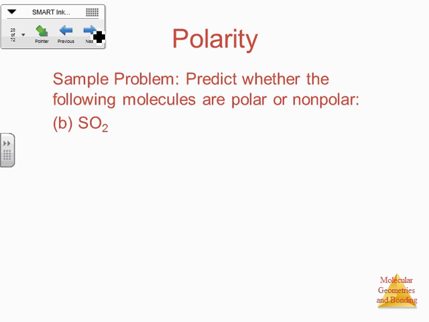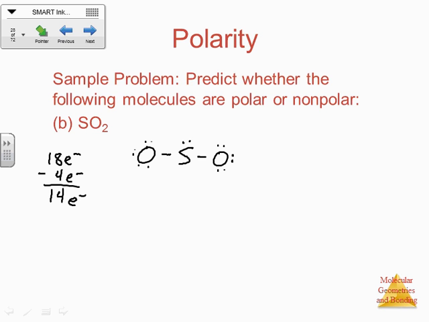Okay, SO2. So we've got to draw out the shape for this one. So this one, we've got 18 electrons minus 4 gives us 14. 1, 2, 3, 4, 5, 6, 7, 8, 9, 10, 11, 12, 13, 14. Again, we've got a resonance structure here where one of these oxygens is going to give one of its lone pairs in here so that a double bond can be formed.